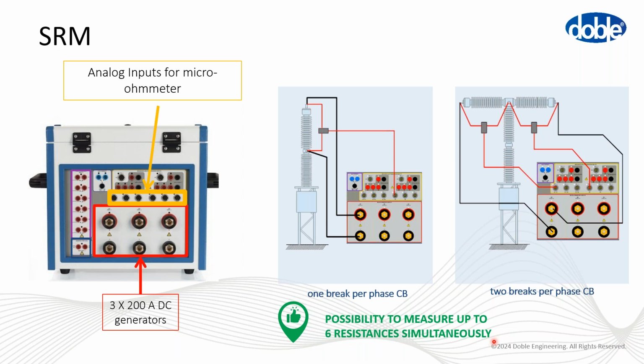Okay, I go quite fast. You can see here the connection that you have to do to perform this test. They are the same for static resistance and dynamic resistance. They are the same for both CB 1000, 2000, and 3000.